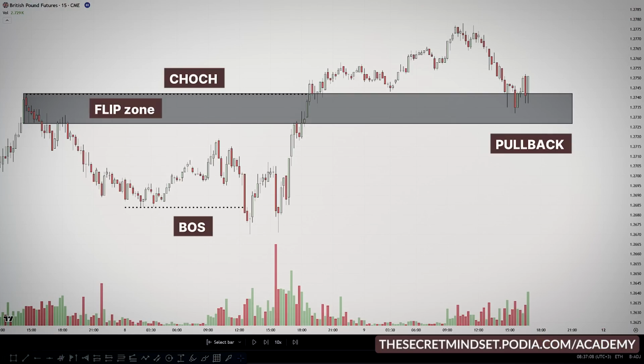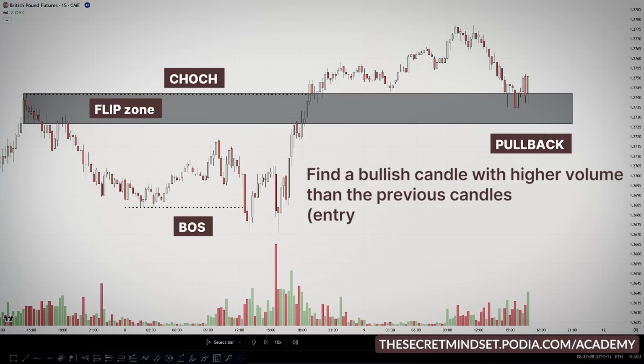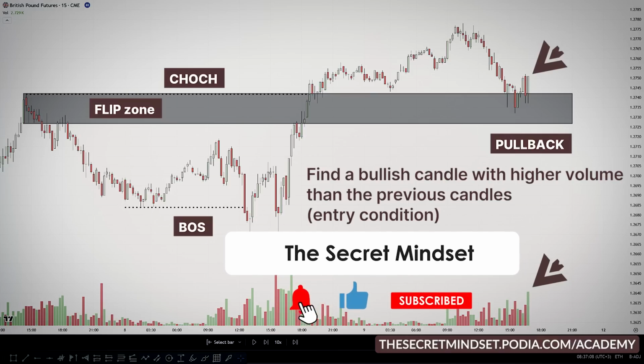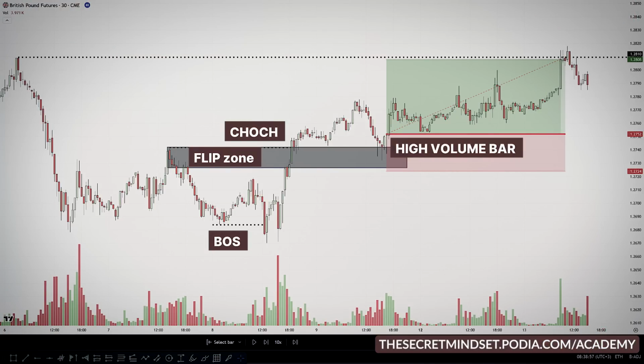The final step is to wait for a pullback to the area we've marked, and then enter when we see a bullish candle with higher volume than the previous candles. The higher volume is our setup confirmation. It implies that there is strong interest from buyers at this level, increasing the chances that the upward move will continue. The psychology behind this is simple.